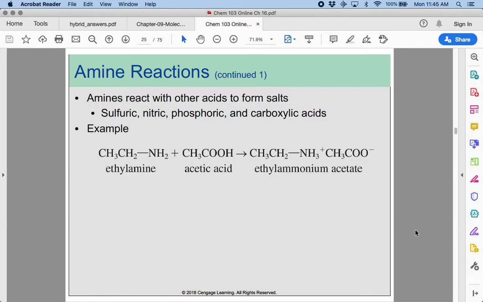Amines react with acids to form salts, so we could have a number of different acids present. In fact, we could even have a carboxylic acid present, which would give us this very complex compound here. Well, we have ethylammonium, which is this portion here, acetate.